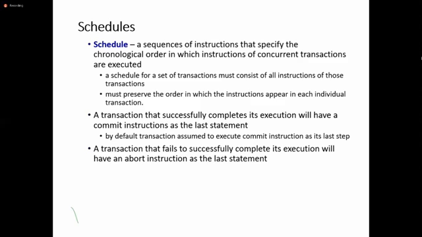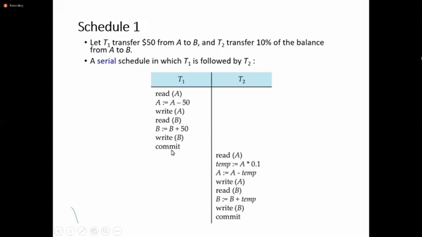Then a schedule is a sequence of instructions that specifies the chronological order. We want to decide which transaction executes first and second. Sometimes one transaction depends on another transaction. That's a schedule. Sometimes we can interchange transactions and sometimes we cannot. We already discussed this schedule also.